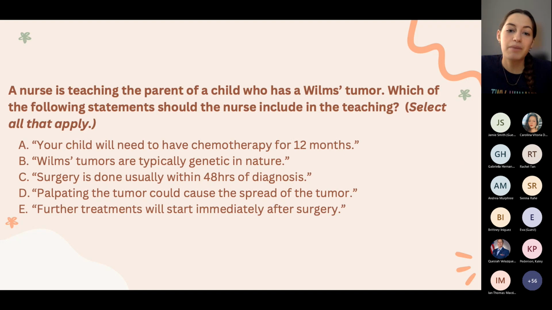All right, a nurse is teaching the parent of a child who has a Wilms tumor. Which of the following statements should the nurse include in the teaching? Select all that apply. Your child would need to have chemotherapy for 12 months. Wilms tumors are typically genetic in nature. Surgery is done usually within 48 hours of diagnosis. Palpating the tumor could cause the spread of the tumor, and further treatments will start immediately after surgery.